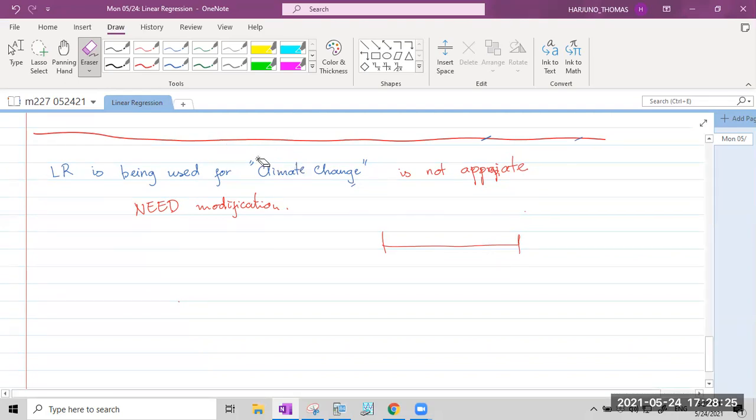But no, I'm not singling out climate change. I have to emphasize that. It's just one of the cases where linear regression is commonly applied while it is not appropriate. You can use linear regression, but only within the interval of data you have. From here to here, you cannot extrapolate too far away. I guess this is where I will stop for linear regression.